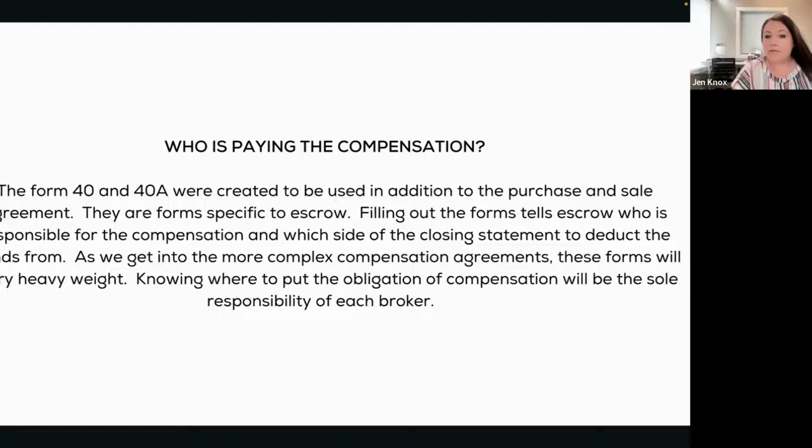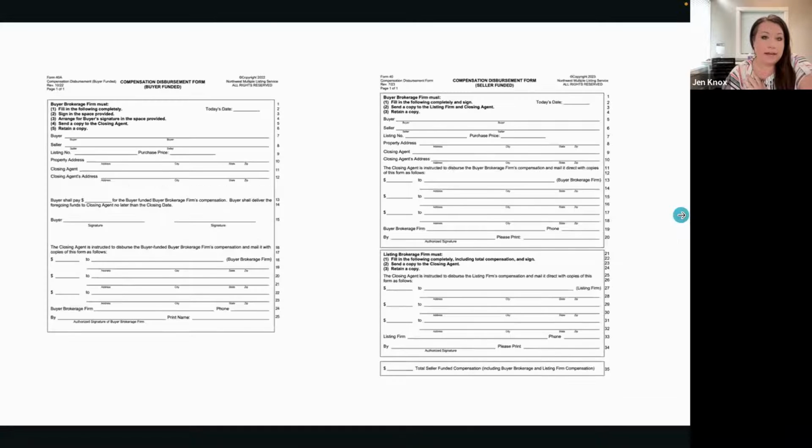We don't all use Form 40 and 40A. So when I talk about these, I'm really talking about the compensation addendum that we send to escrow. If you don't use 40 or 40A, the same rules apply for whatever form or however you make this demand to escrow.